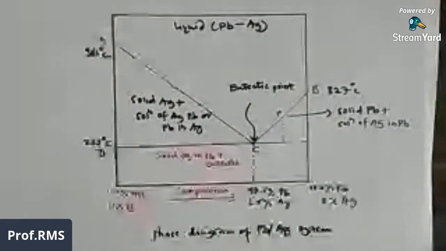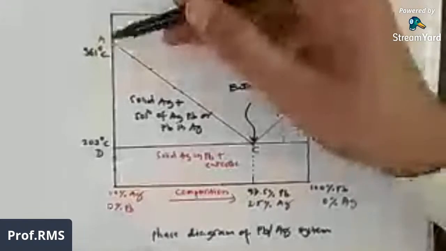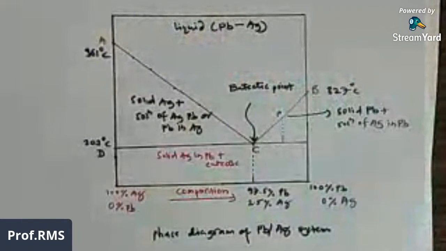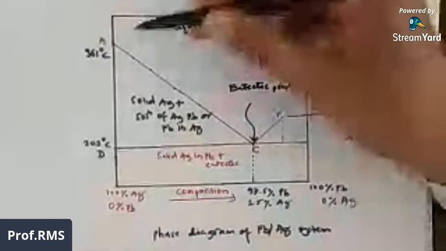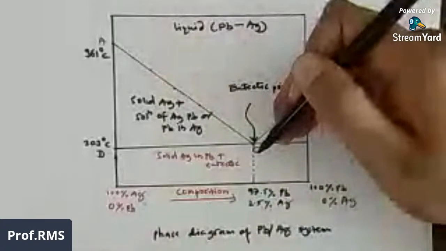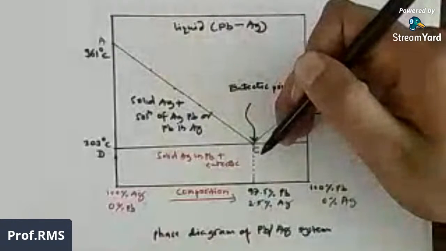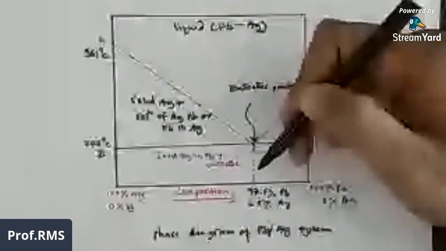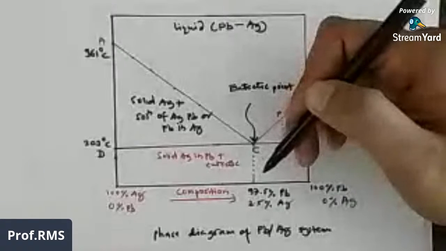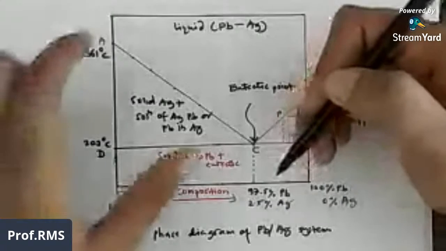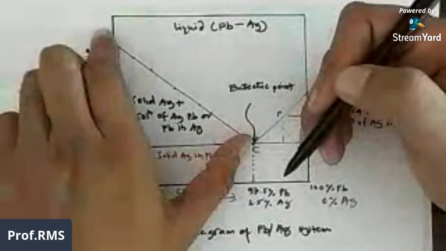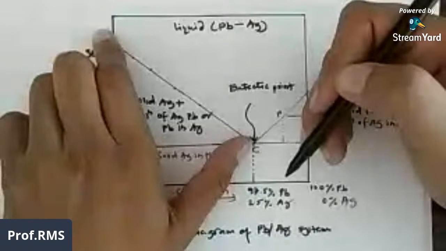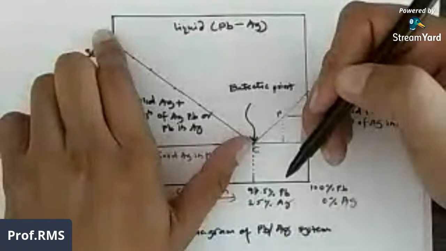Now, we have the curve A and C. This curve describes the equilibrium between the solid silver phase and the solution of lead in silver.